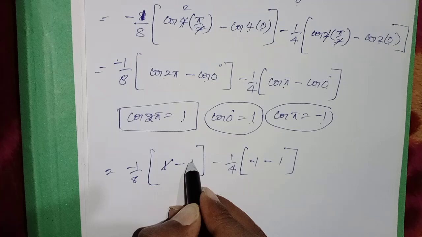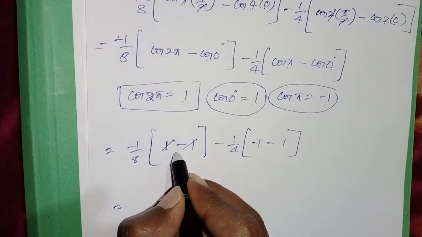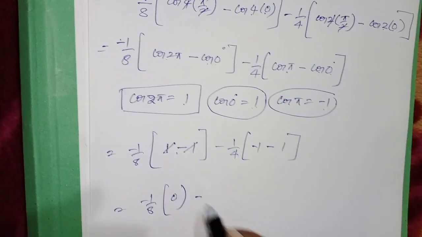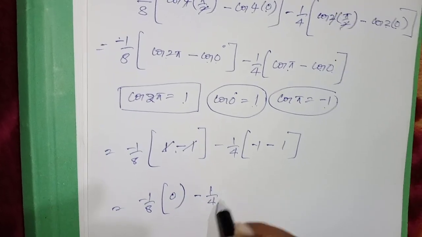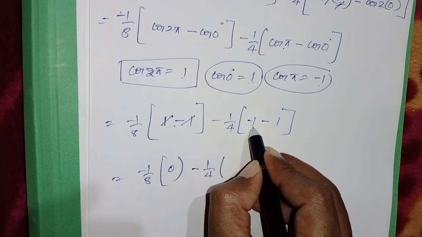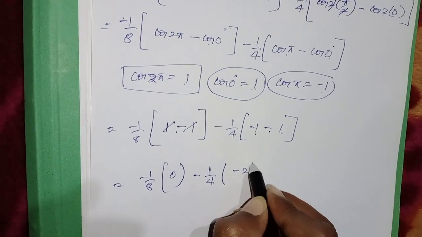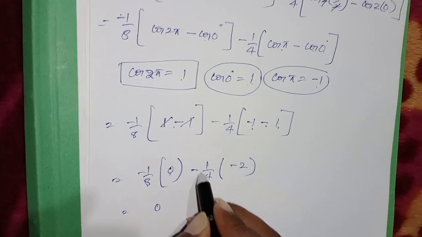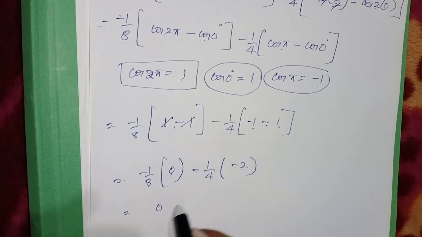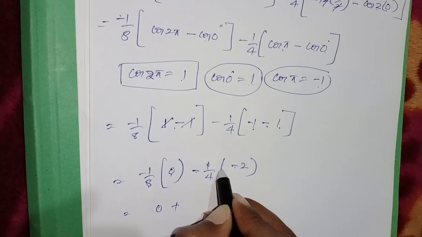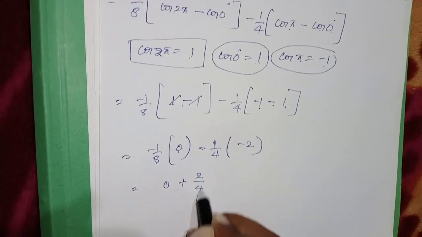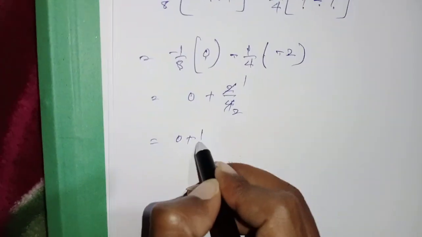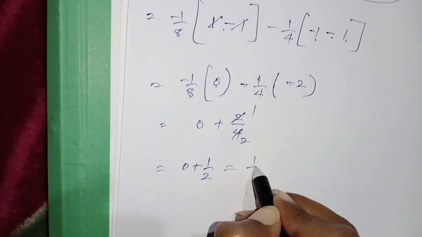See here, 1 minus 1 cancel, this is 0, minus 1 by 8 into 0, minus 1 by 4 into minus 2. Minus 1 by 8 into 0 is 0. Now observe minus into minus is plus, 1 into 2, 2 by 4. We know that 2 1s are 2, 2 2s are 4, so that is equal to 0 plus 1 by 2, that is equal to 1 by 2.